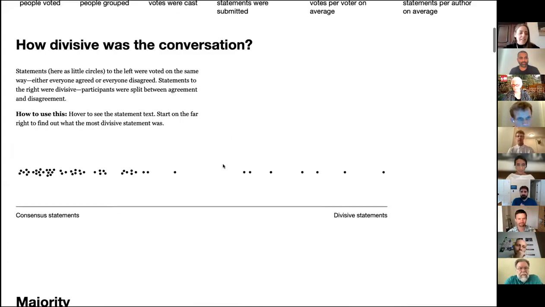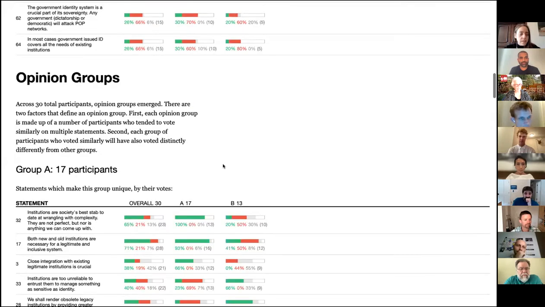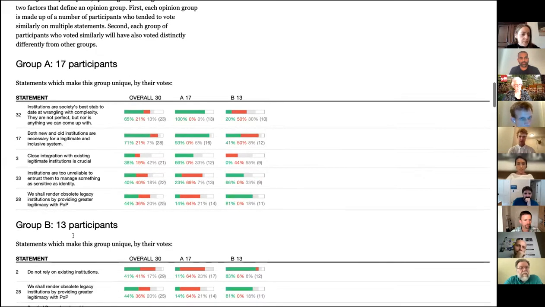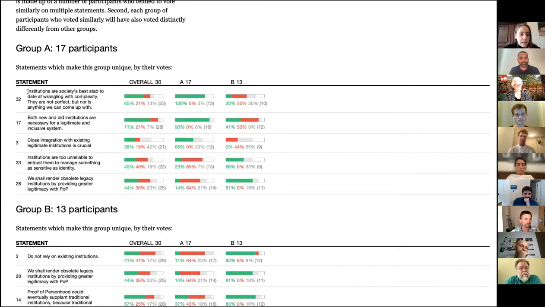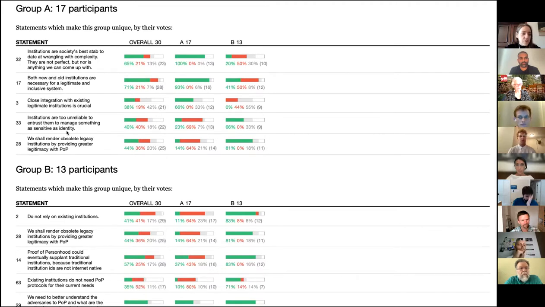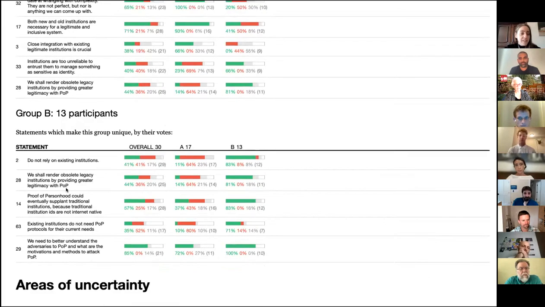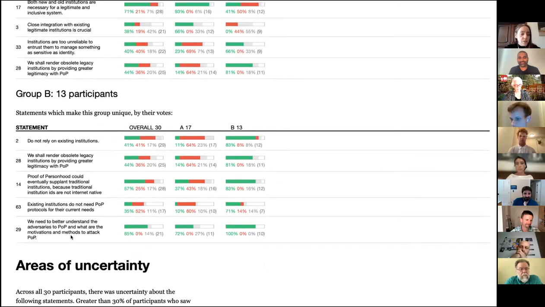Yes. All right. So we have 2 opinion groups here. Group A with 17 participants, Group B with 13 participants. Let's see what Group A and Group B have agreed and disagreed on. Group A has agreed that institutions are society's best stab at wrangling with complexity. They are not perfect, but nor is anything we can come up with. Both new and old institutions are necessary for a legitimate and inclusive system. Close integration with existing legitimate institutions is crucial, so we get the idea. Group B is saying do not rely on existing institutions. We shall render obsolete legacy institutions by providing greater legitimacy with proof of personhood. Proof of personhood could eventually supplant traditional institutions because traditional institutions' identities are not internet native.